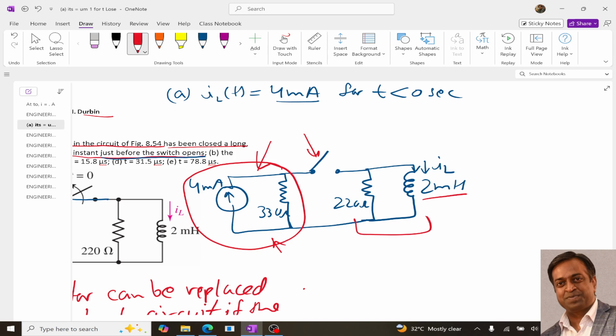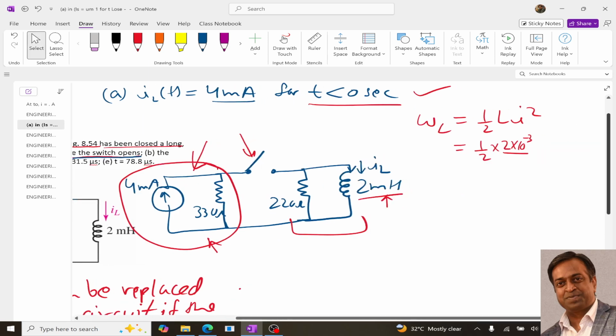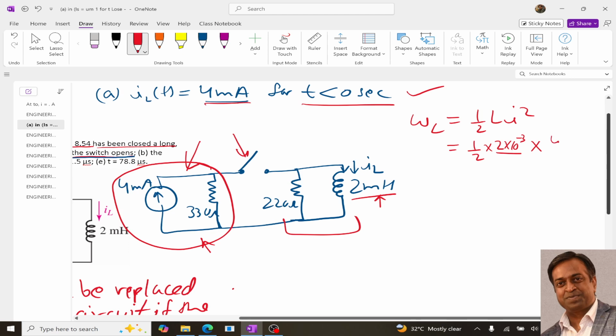How is the energy stored? Energy is stored because the current was flowing through the inductor at t equals 0 seconds. Before the switch was opened, current was flowing through the inductor, and as per the energy storage formula, the energy stored is half into 2 into 10 to the power minus 3, because it is millihenry, into I, which is 4 milliampere, so 4 into 10 to the power minus 3, squared. So this amount of energy is stored in the inductor.